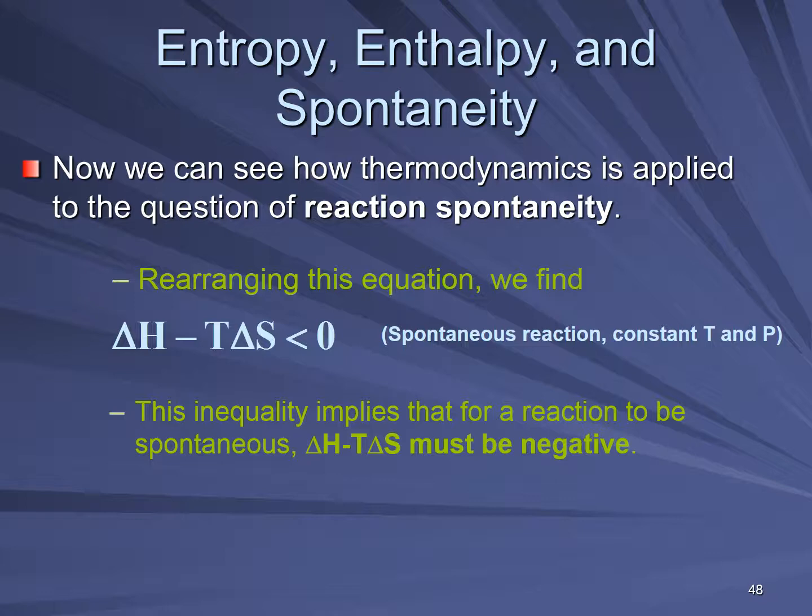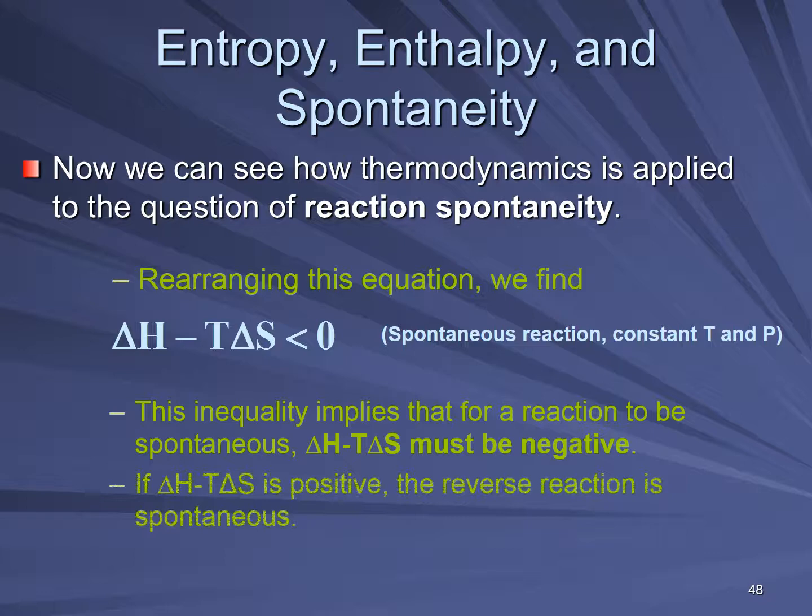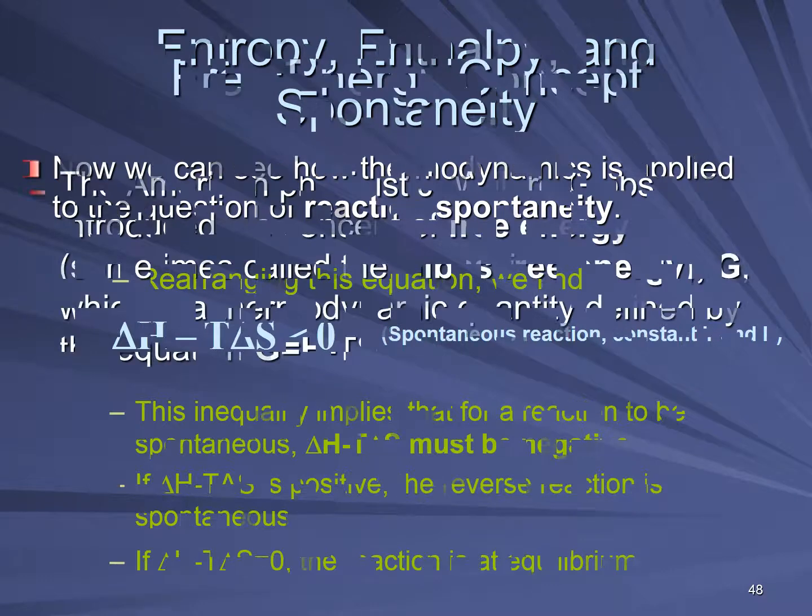So this means that that quantity, delta H minus T delta S, has to be a negative number in order for a reaction to be spontaneous. If delta H minus T delta S is positive, then the reverse reaction is spontaneous. The reaction in question is not spontaneous, but the reverse is spontaneous. And if delta H minus T delta S equals 0, the reaction is considered to be at equilibrium.